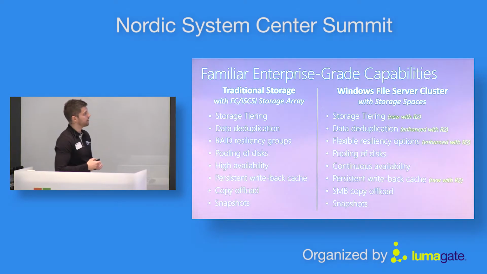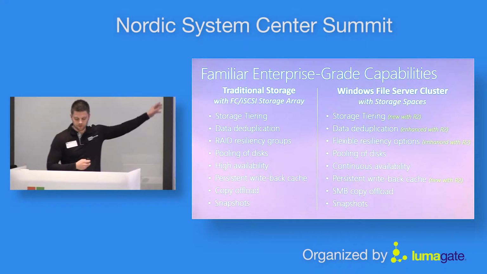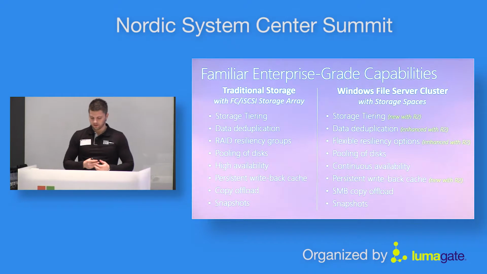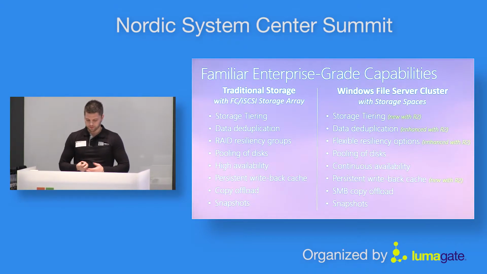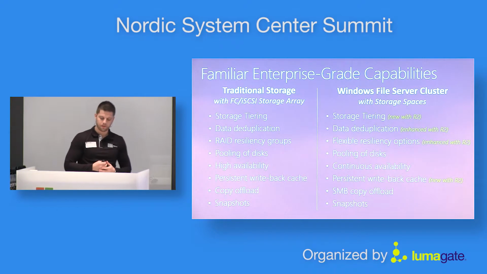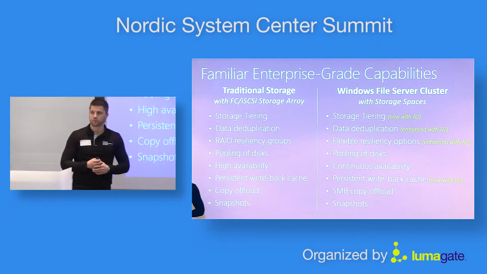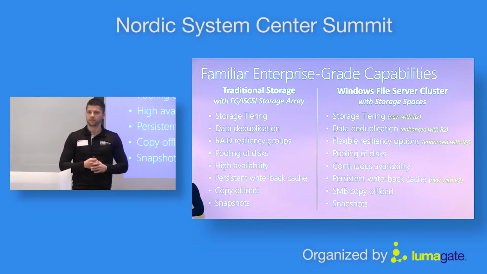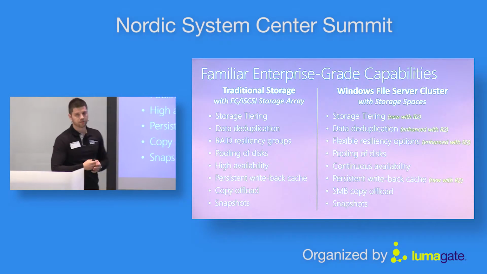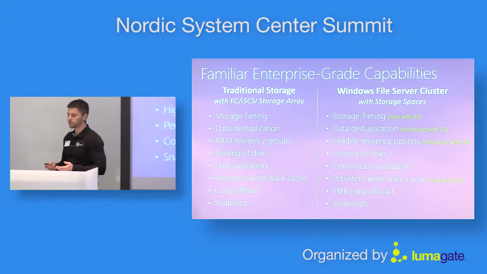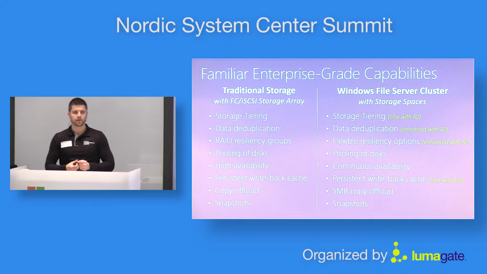So if we take a look at this, we have a traditional storage to the left with all the features we would require: storage tiering, for example, high availability, snapshots, deduplication, and so on. And in Windows File Server Cluster, we have tiering as well. Did you know that? Yeah? We have deduplication, which is enhanced with the R2 release, so you can, for example, use it together with VDI deployments now.